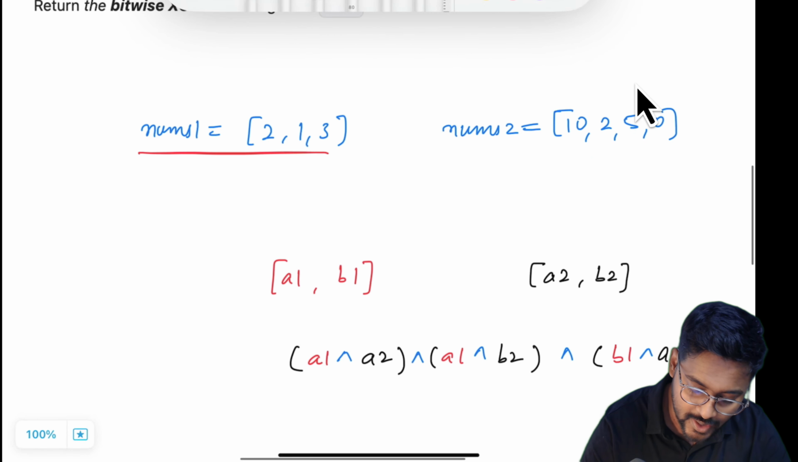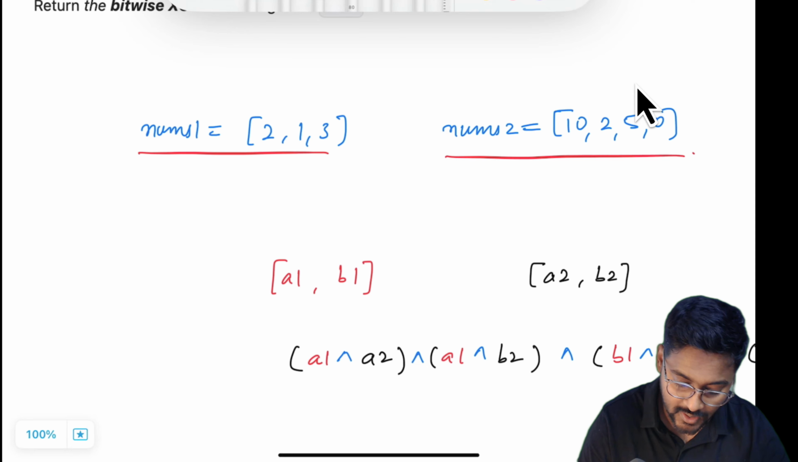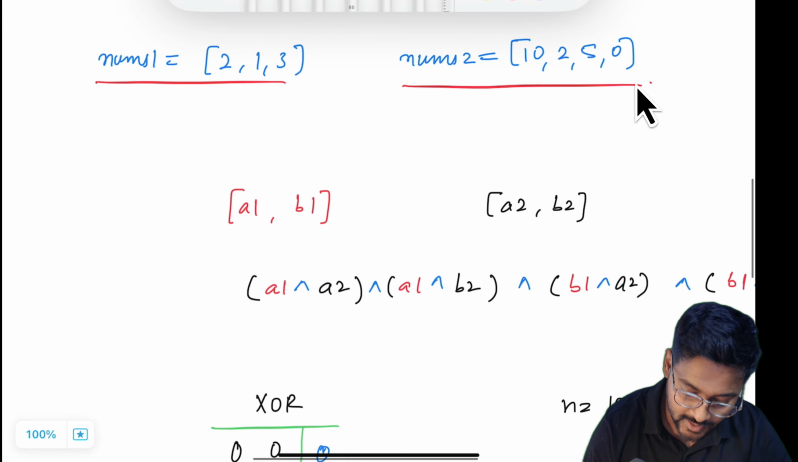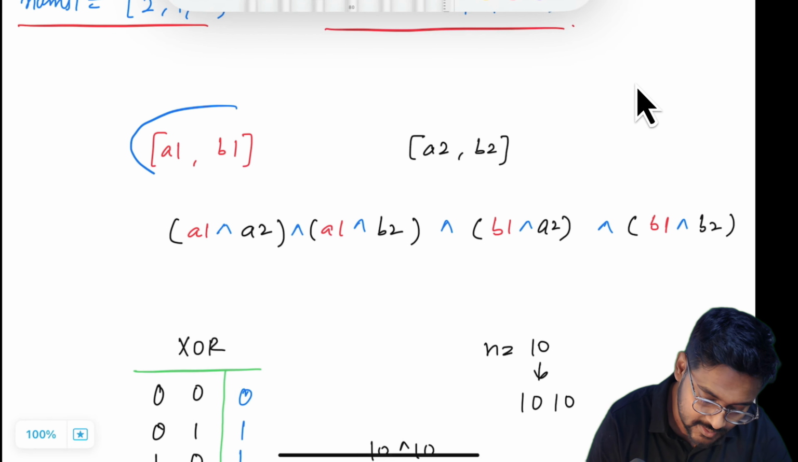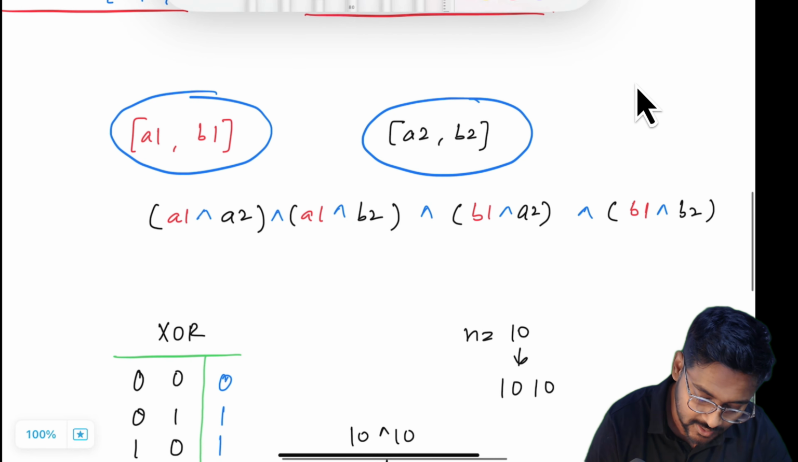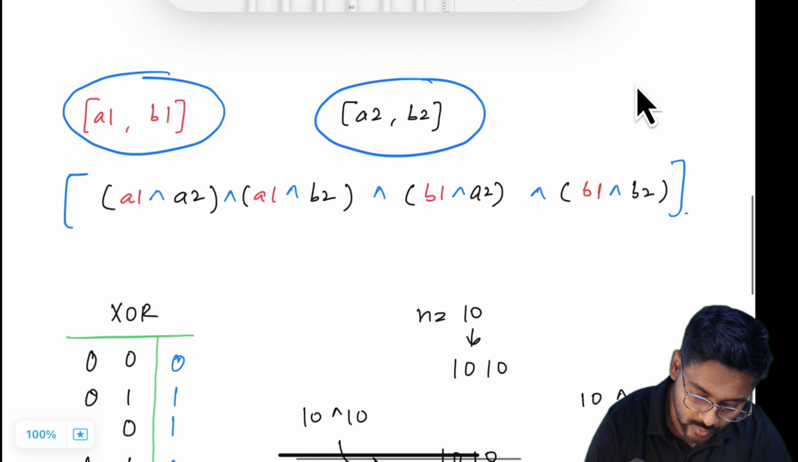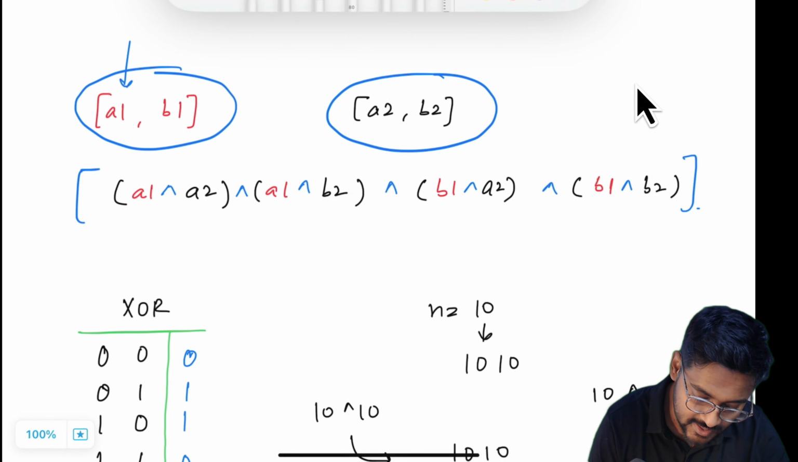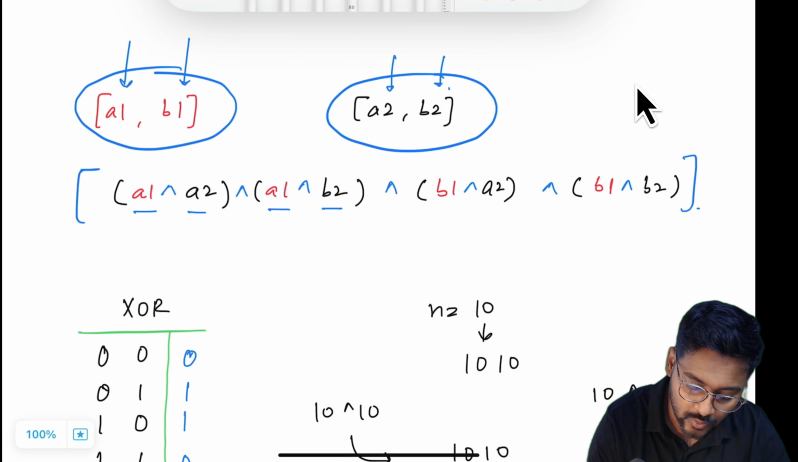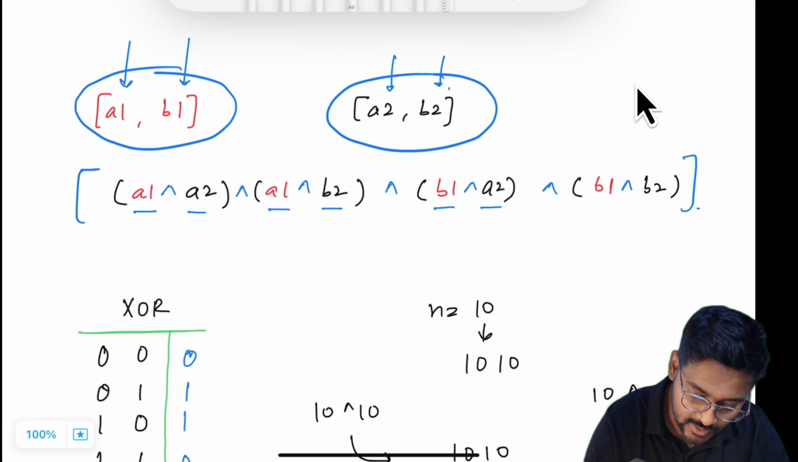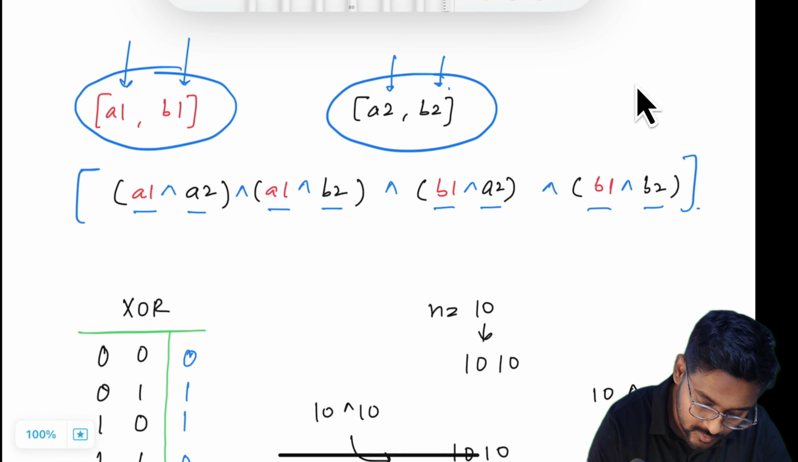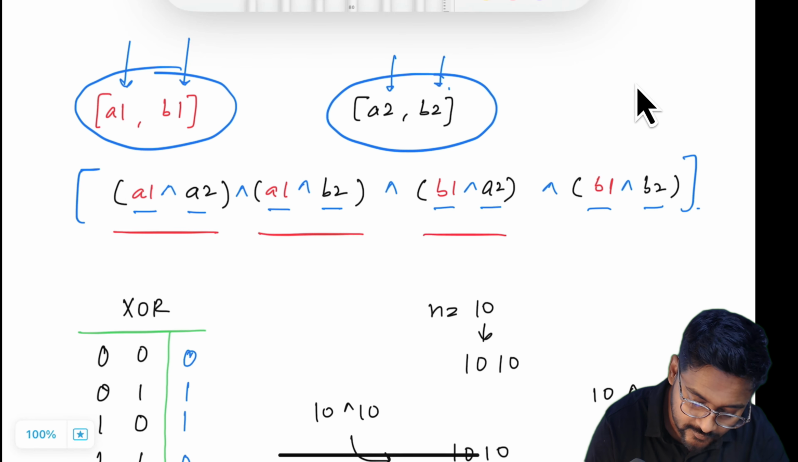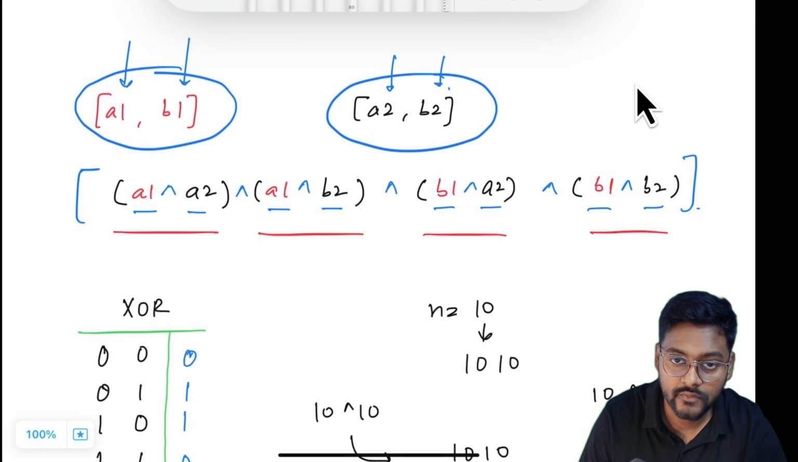Let's say these two arrays of integers are given to us, and you have to form another array. Let's say this is the first array, this is the second array, and the third array is going to have all the pairings of all the integers. Let's say the first integer is a1. a1 is mapped to all the integers in the second array. So a1 with a2, a1 with b2, and b1 is also mapped with all the integers in the second array. So b1 with a2, b1 with b2. So these 1, 2, 3, 4 elements are part of the third array.